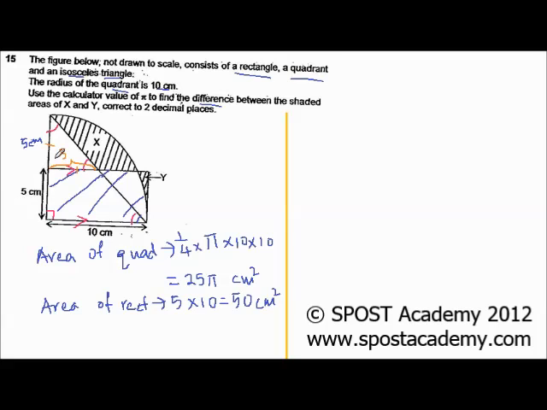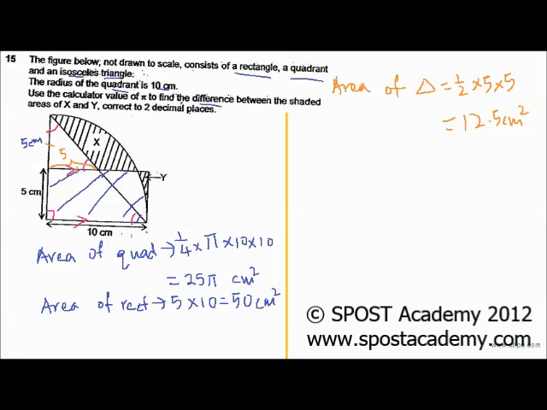So from here we will be able to find the area of the triangle. So area of triangle is equal to half times 5 times 5. We will get 12.5 cm square.